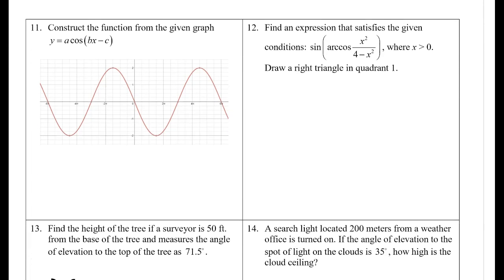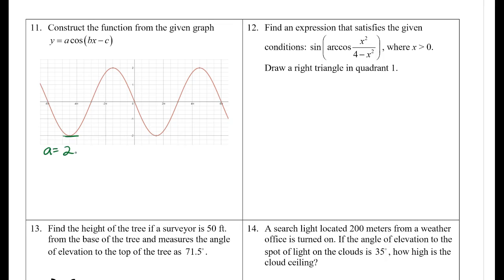Alright, number 11, construct the function from the given graph, and it tells you it's a cosine of bx minus c. So the fact that we know it's cosine is very helpful. A is half the total height, so if I have a maximum at 2, a minimum at -2, my a value has to be 2. There's a total height of 4.